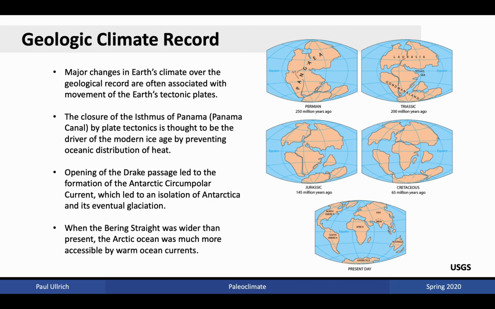Another possible connection between the geologic record and climate occurred when the Bering Strait was much wider than present. That is, during the Cretaceous, we had, of course, much higher sea levels, which meant that the Bering Strait was much wider. During this period, the Arctic Ocean was much more accessible by warm ocean currents, and so warmer waters from the Pacific could readily move into the Arctic, and thus prevented the formation of sea ice in this region, as well as drove warmer temperatures at depth.